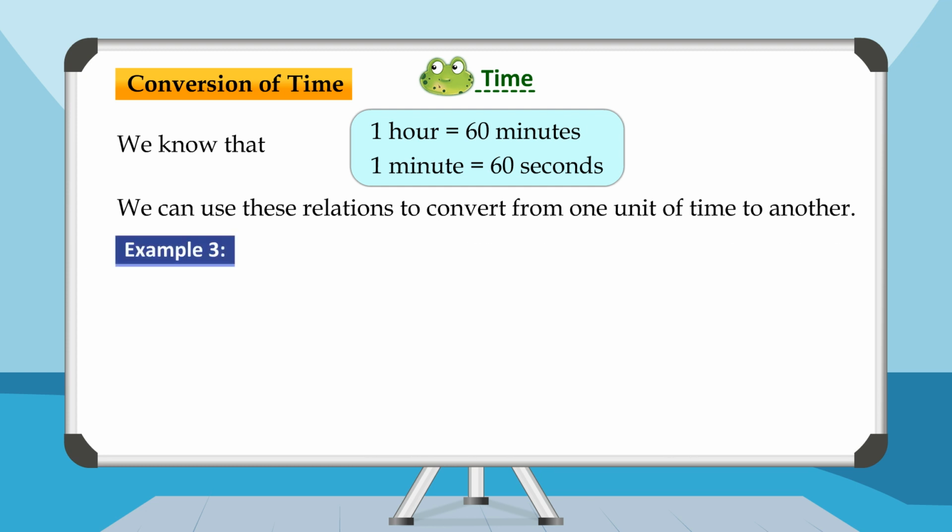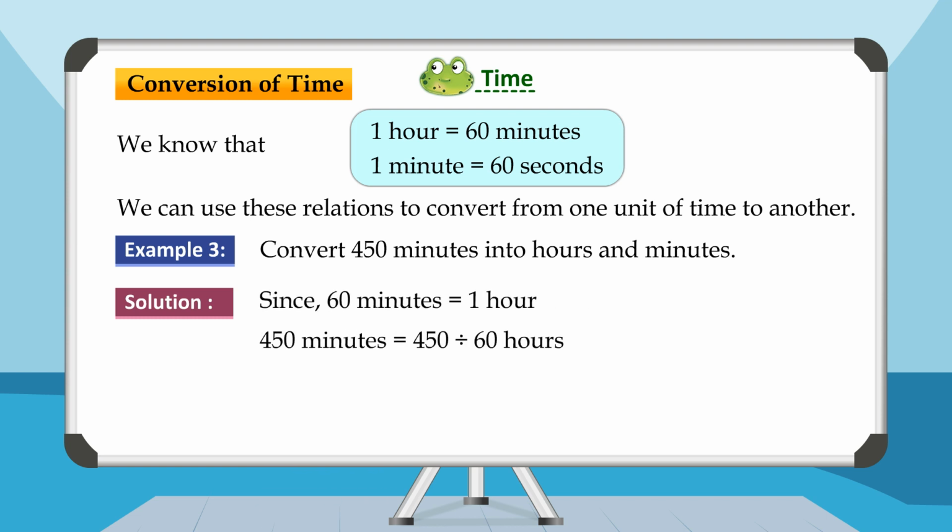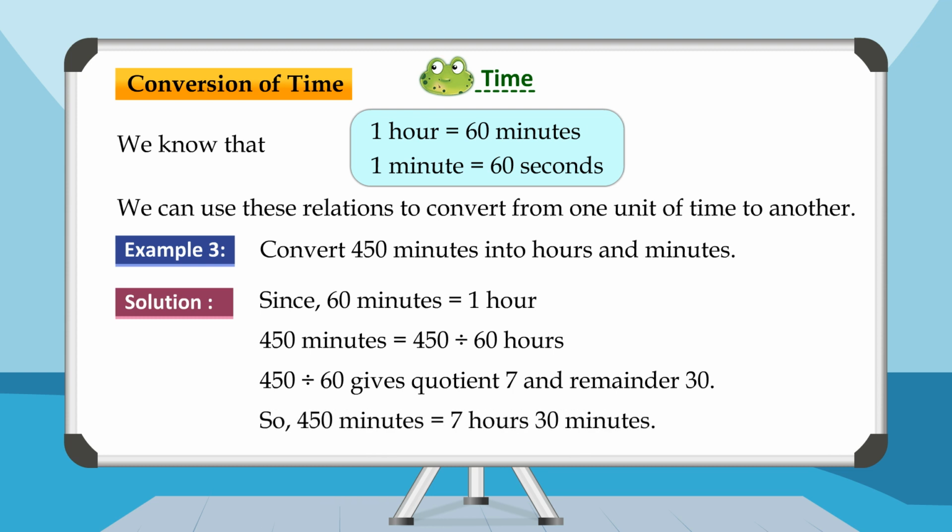Example 3. Convert 450 minutes into hours and minutes. Solution: since 60 minutes is equal to 1 hour, 450 minutes is equal to 450 divided by 60 hours. 450 divided by 60 gives quotient 7 and remainder 30. So, 450 minutes equals 7 hours 30 minutes.